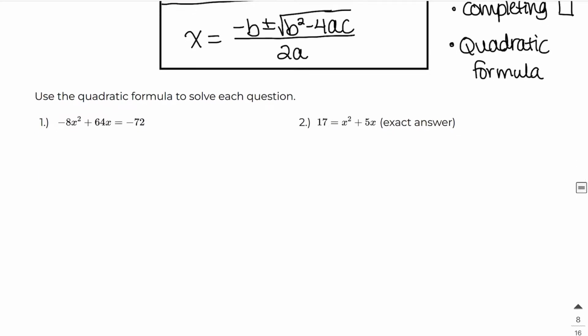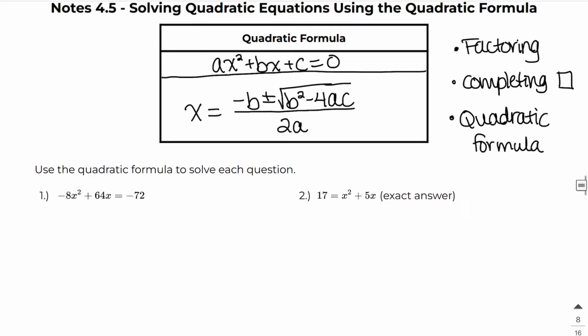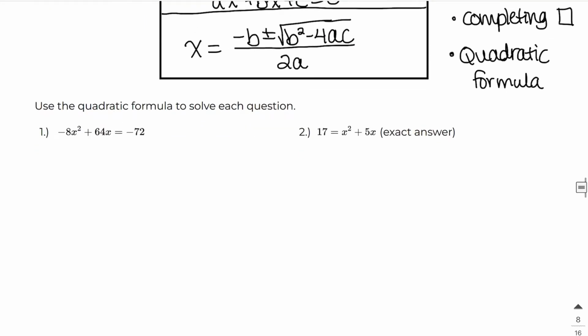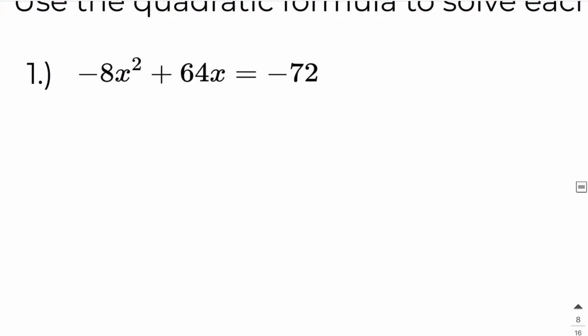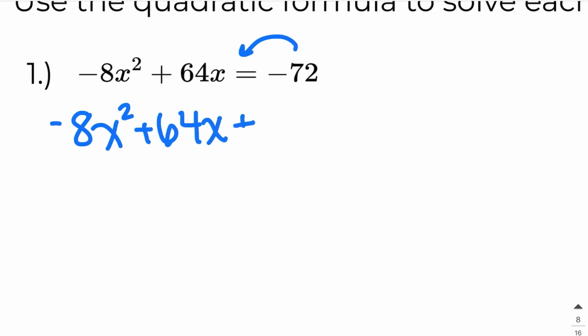Okay, so the first thing that you have to do though is everything has to be on one side and it has to equal 0. So in this example, in number 1, it's negative 8x squared plus 64x minus 72. I'm going to get rid of the minus 72 because by adding 72 here, I end up getting 0. So I get negative 8x squared plus 64x plus 72, and that's going to equal 0.